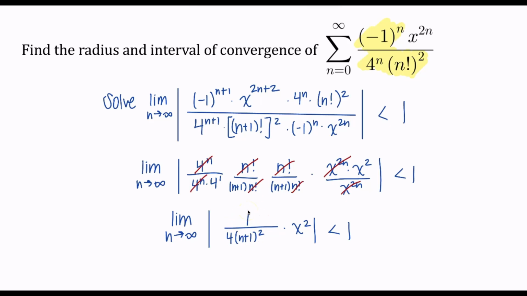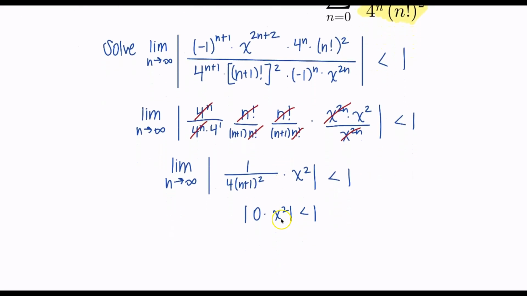So what I have is 0 times x squared is less than 1. Let's make a little bit of space here. So in this case, it doesn't matter what I plug in for x, anything times 0 is still going to give me 0. So I'm always going to end up with 0 is less than 1. This is always a true statement, always, for any x value. For any x value we plug in, we're always going to get a true statement. 0 is less than 1.